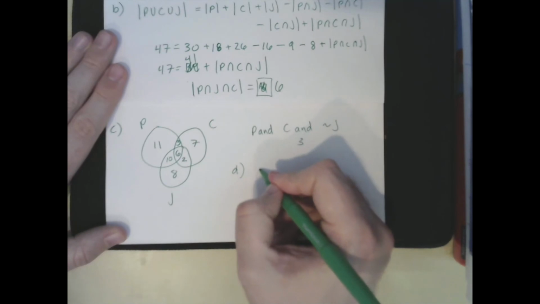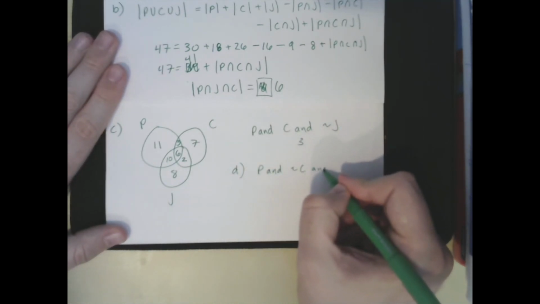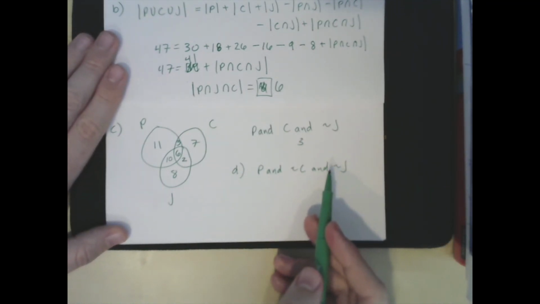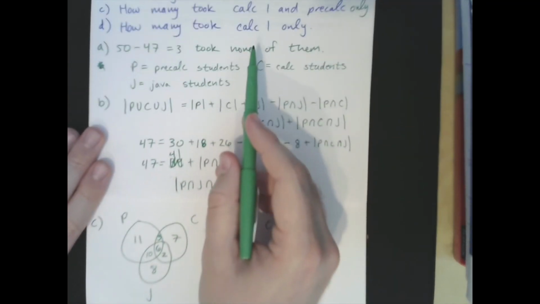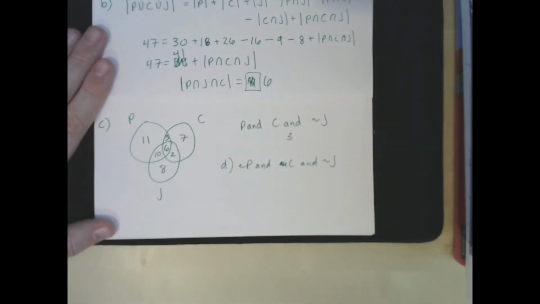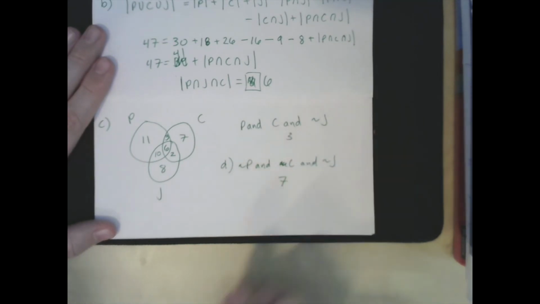And then for D, this is P and not C and not J. So these are calculus only students, or I'm sorry, pre-calculus only students. What am I saying? I'm losing my mind. Calc 1 only, right? Calc 1 only. My goodness. So this is not P and C and not J. So these are the calculus students only, so there are only 7 of them there.